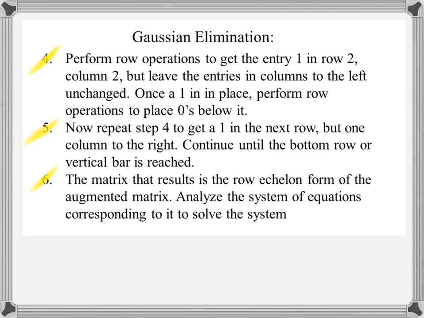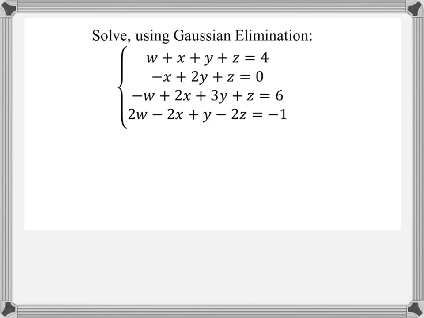So we're going to go through these steps using an example. So I'm going to do a harder example. This is 4 equations, 4 variables. So we have coefficients in front of our w, our x, our y, our z, and row 1, which will be 1s. And so my first row in my augmented matrix will be 1, 1, 1, 1, 4.